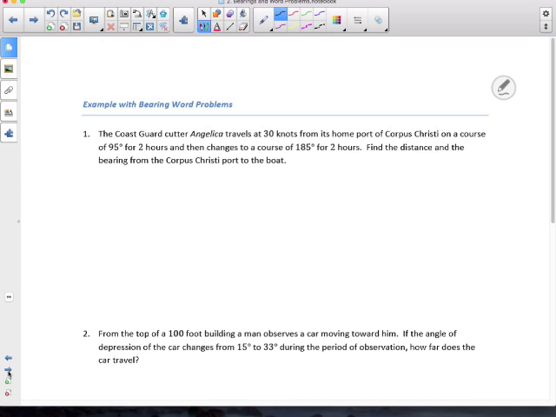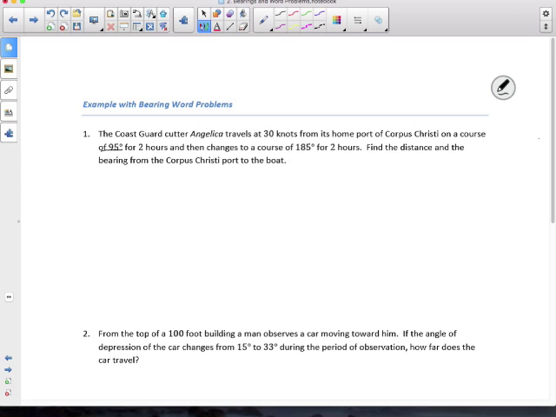Okay, Coast Guard cutter travels at 30 knots from its home port of Corpus Christi on a course of 95 degrees for 2 hours. So that's a bearings course from north, 95. It's then going to change its course to 185 for another 2 hours. We want to find the distance from where it started to where it is right now.